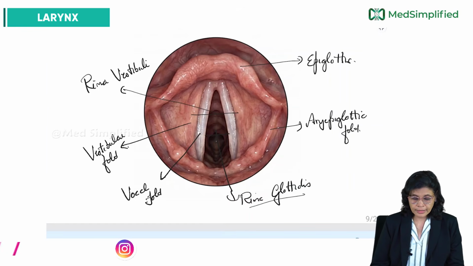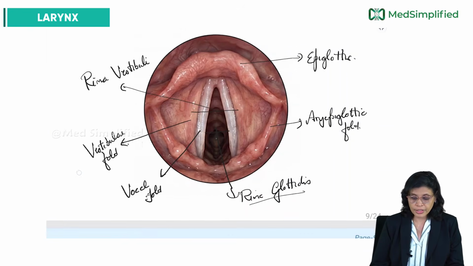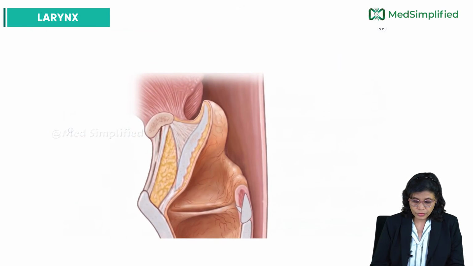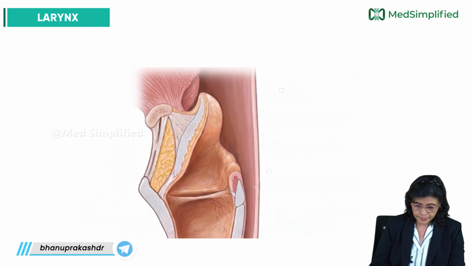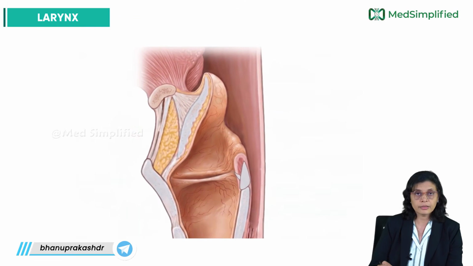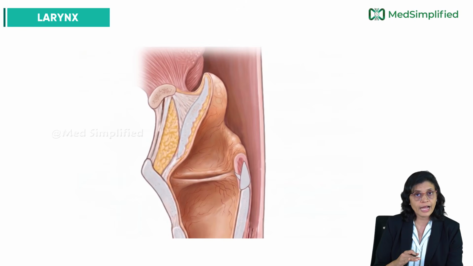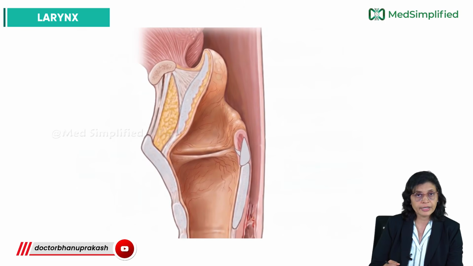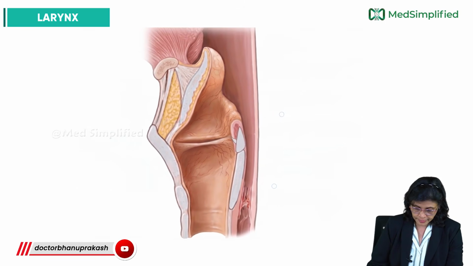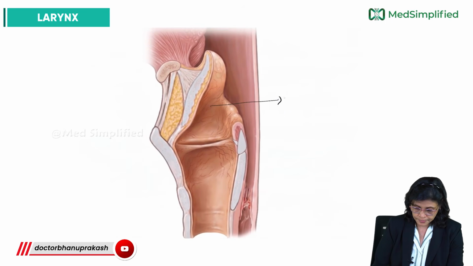Now let's see the subdivisions of the laryngeal cavity. The laryngeal cavity is subdivided into 3 parts by the pair of vestibular folds and the pair of vocal folds. So the first part here, we call the vestibule.